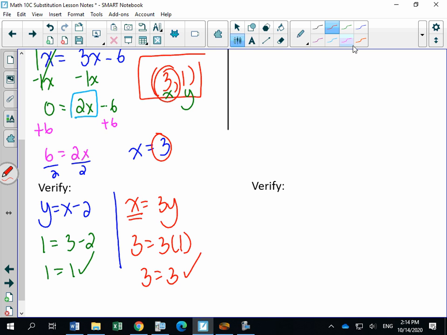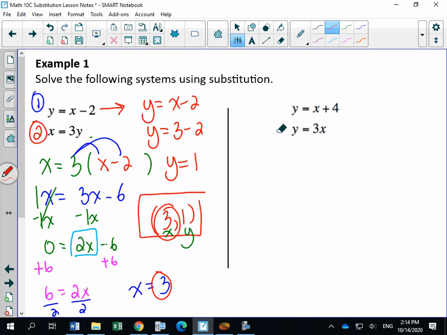Second question. Y is equal to x plus 4. So I'm going to say, okay, that's what y is equal to. Where can I put that into the other system? If you look at the other system down here, it says y is equal to 3x. Up here, they told me what y is, right? So I'm going to take this y out, and I'm going to plug in x plus 4 for the y. So y comes out and I substitute in x plus 4.